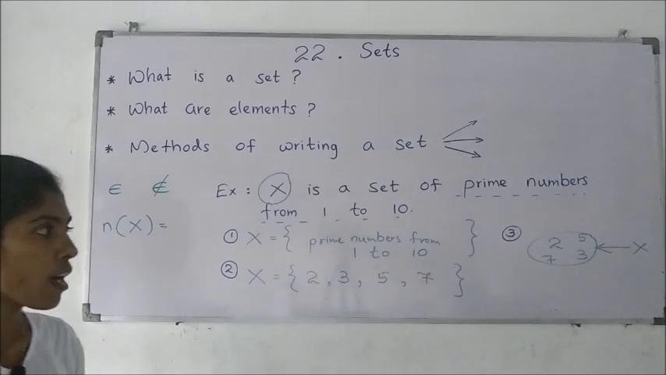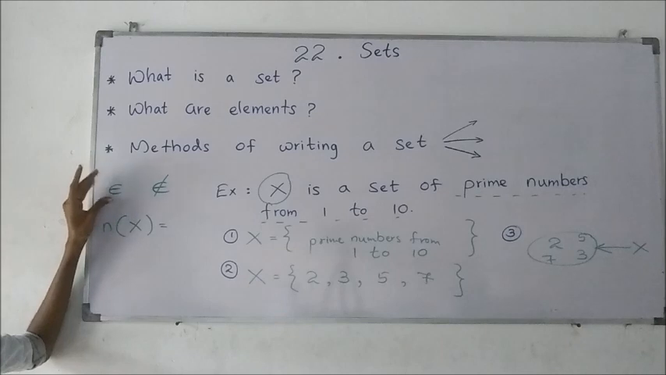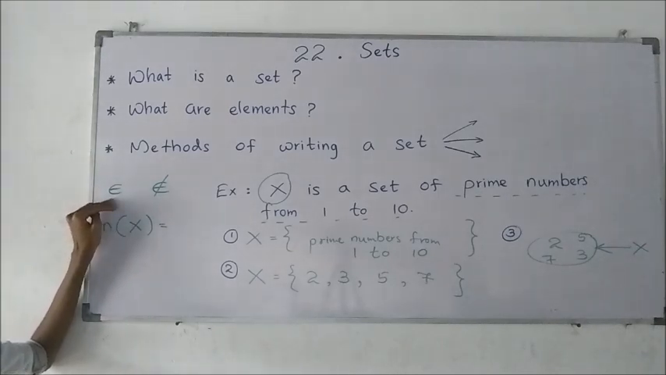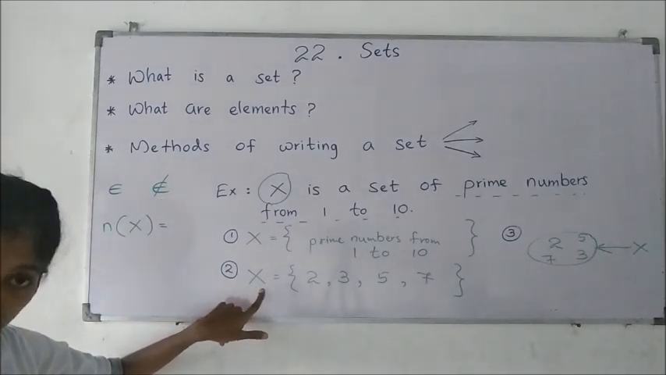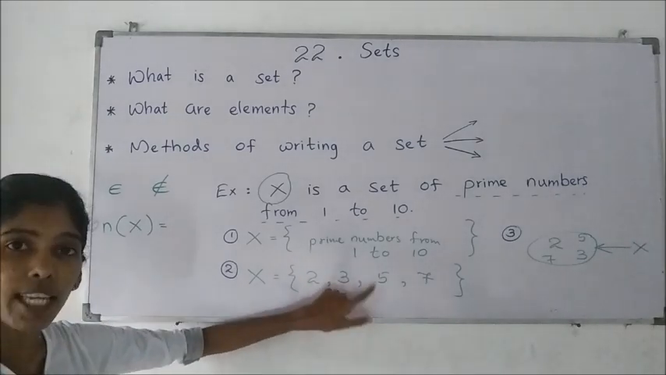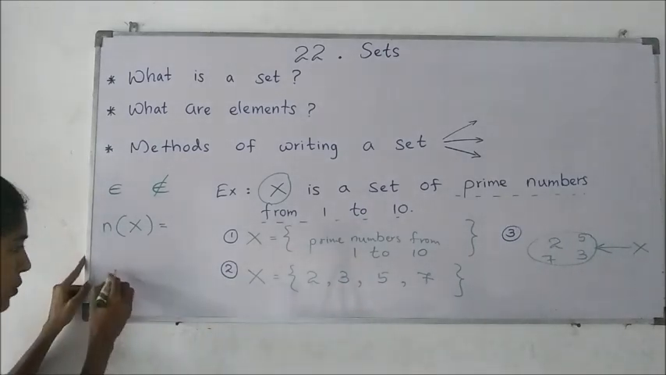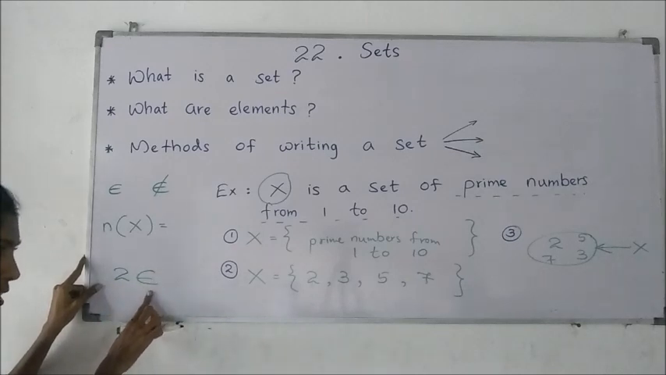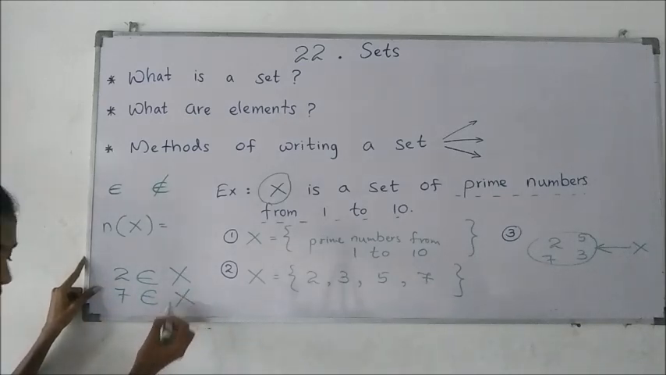After this you learnt about a small symbol like this. This shows that it is an element, or not an element. For example, when we consider set X, we can say 2 is an element of set X. 5 is an element of set X. So how do we write it as a symbol? 2 is an element of set X. Then 7 is an element of set X.